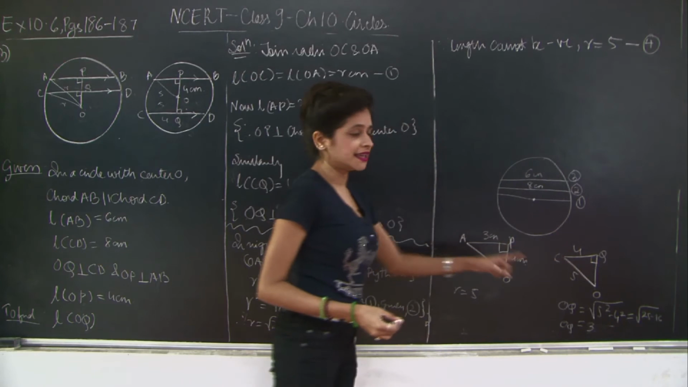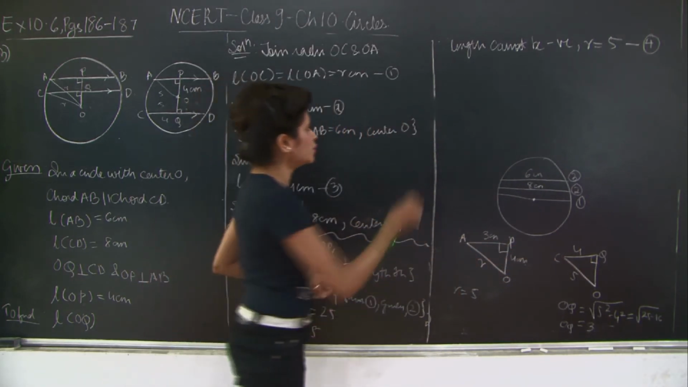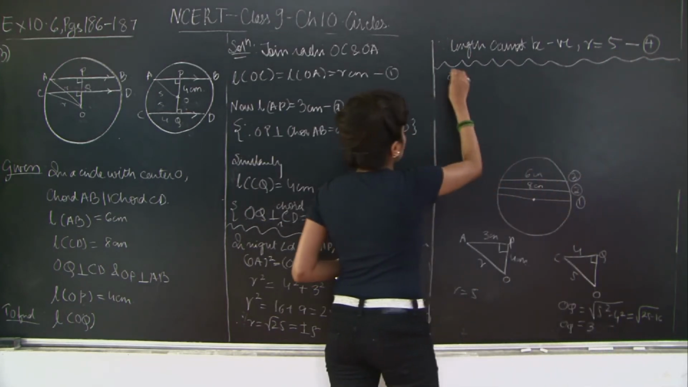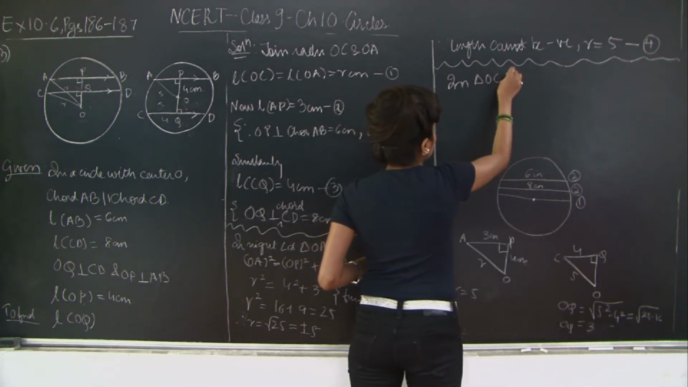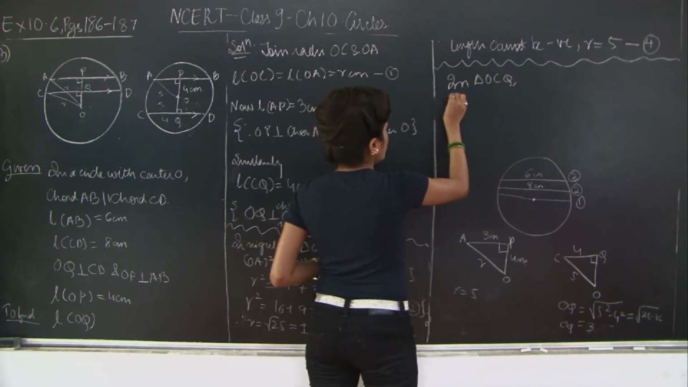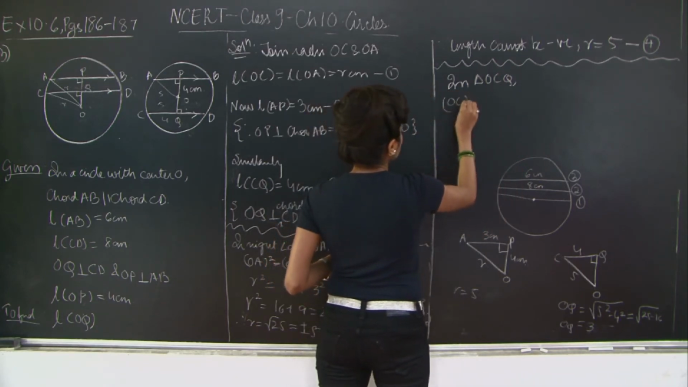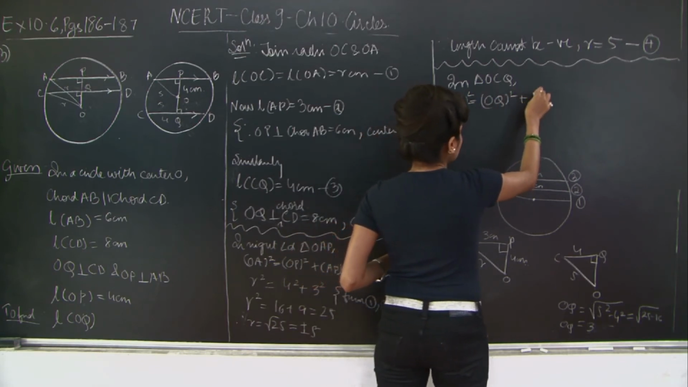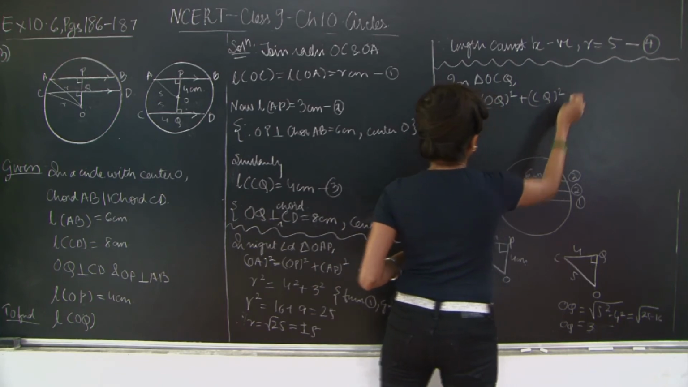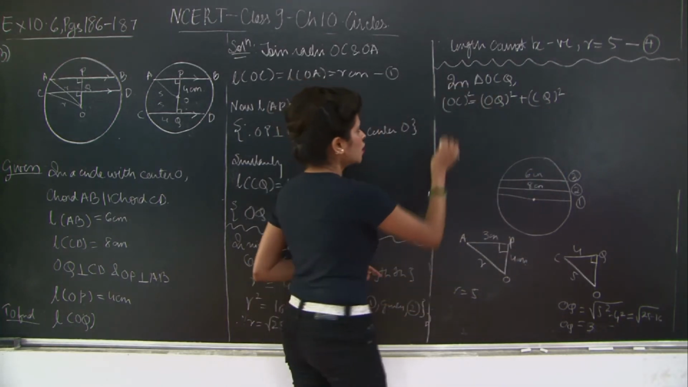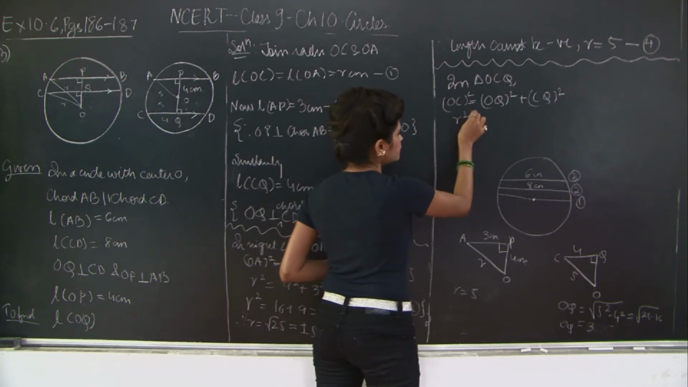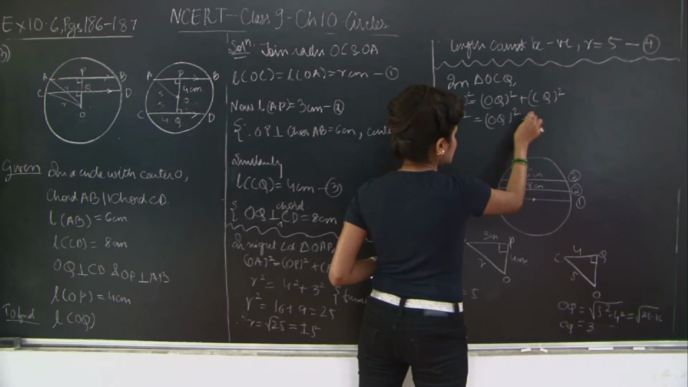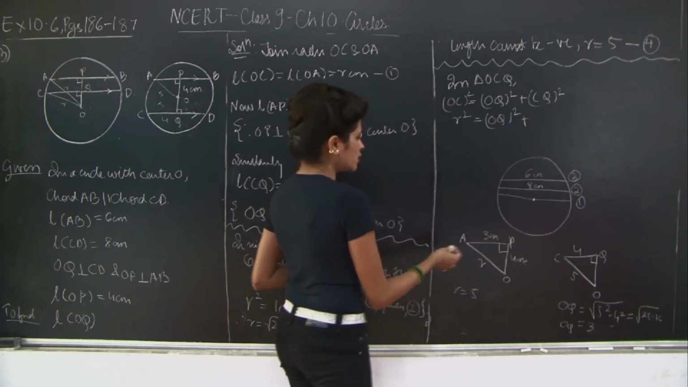Now we are going to take the other triangle, that is triangle OCQ. So in triangle OCQ, I have OC square, so you have length of OC square is equal to OQ square plus CQ square, right? So OC is what? OC is R square is equal to OQ square. This is what we need to find, so we leave OQ as it is, plus CQ. CQ is how much? It is 4.